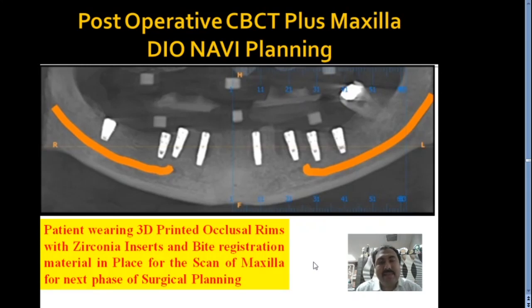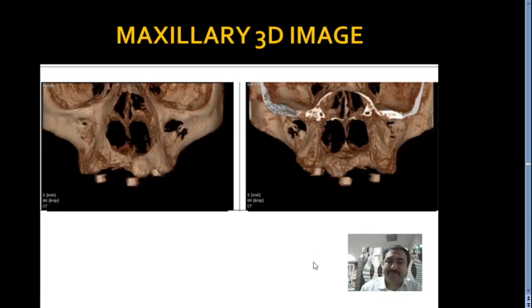During the scan, the patient was wearing both occlusal rims, upper and lower. The bite registration material was in place. I had used a 3M Imprint bite registration material, and the nick and notch method had been followed, and the entire thing was submitted to the CBCT center. With this, the maxillary 3D planning began.